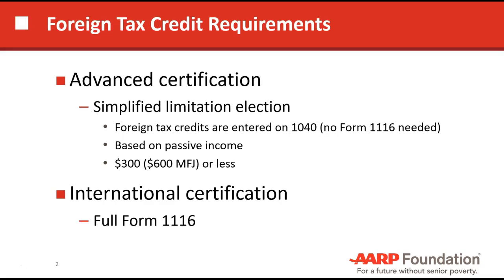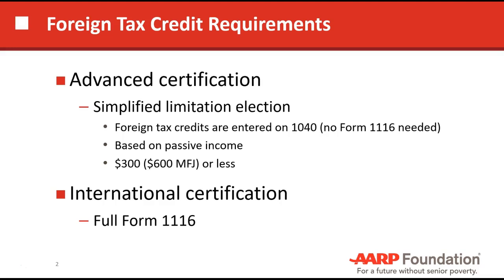We have to have advanced certification, and most of our taxpayers take the simplified limitation election, which is in scope for us. In that case, we can just enter foreign tax credits directly. They don't require the more detailed Form 1116.